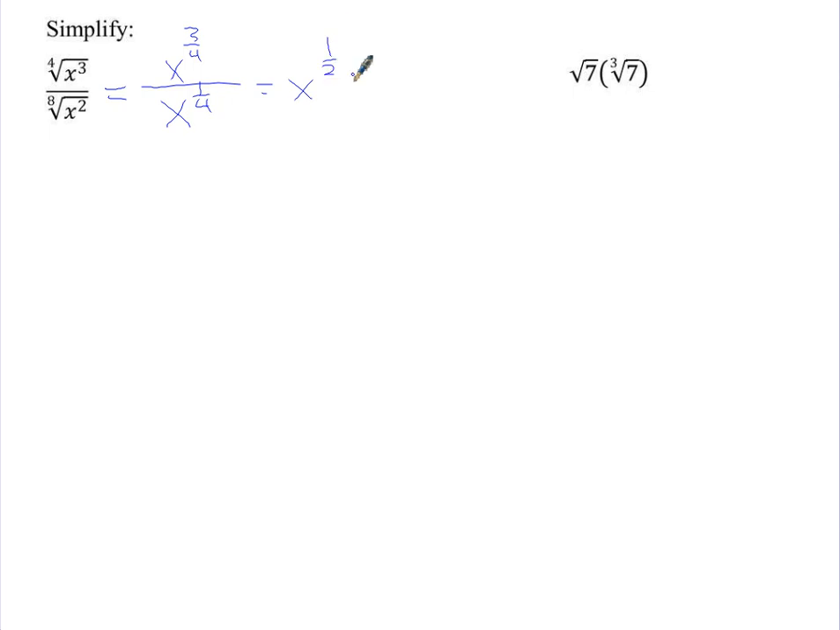What is x to the 1/2 in radical form? The square root of x. There's your answer.